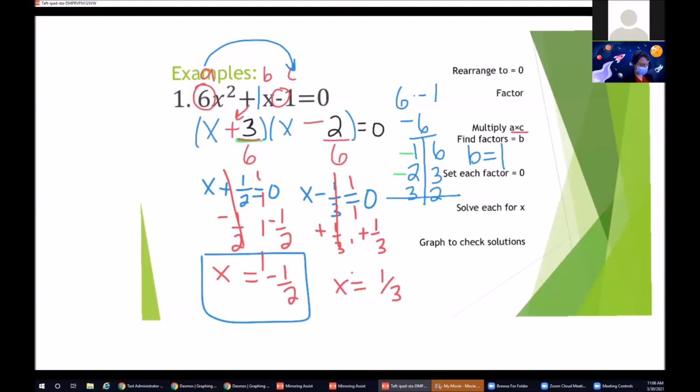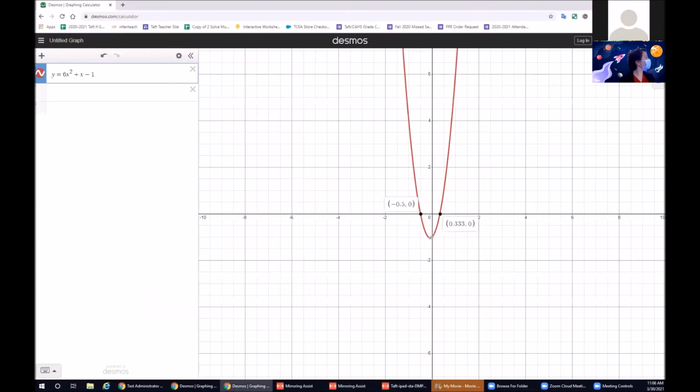Okay, these two are our answers. So we have -1/2 and +1/3. How can we check if we're correct? Desmos. So if you graph it, you have to type in y equals the equation. Do not type in =0. Then go over here to the x-intercepts because that's what we're finding here, where it touches the x-axis.